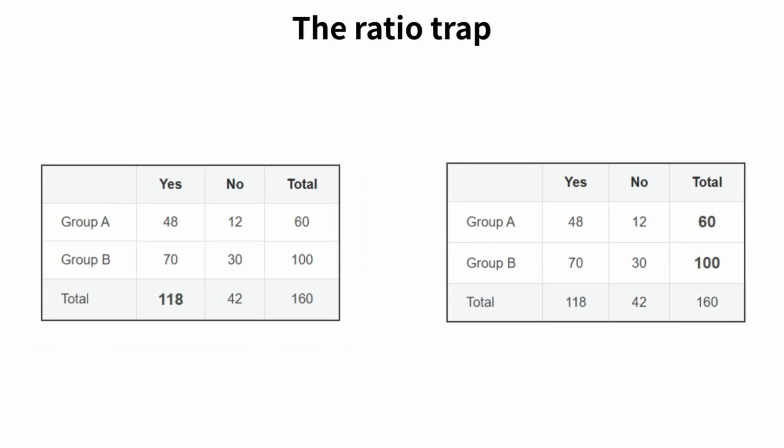Now comes the ratio trap. Looking at the overall table, one group seems better. But within each group, the rates tell a different story. Same data, different ratios. On the SAT, confusing these viewpoints leads to the wrong answer.